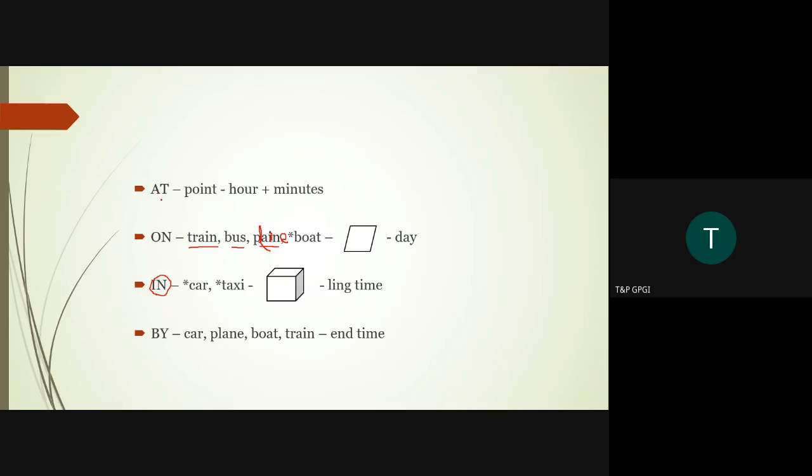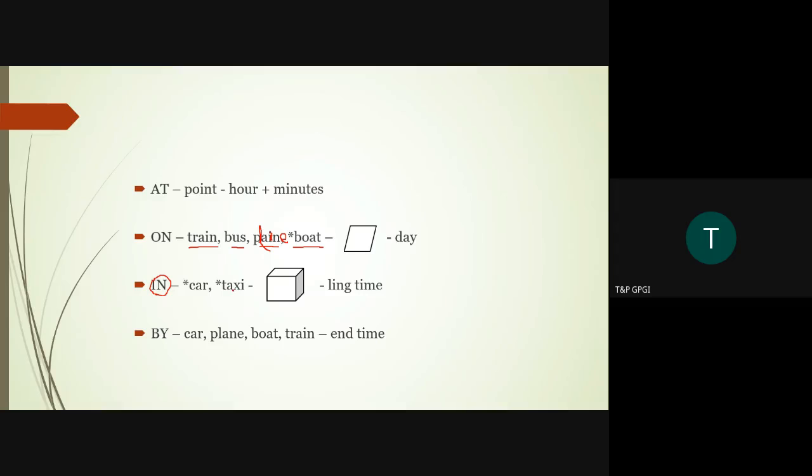Okay, at for transportation, on for transportation, now in for transportation. So in is funny because there are only two things for in. First is car and another one is taxi. So I have marked it with an asterisk over here. Why? Because it's an exception. Boat was an exception. I told you how. You can use both in and on for boats.